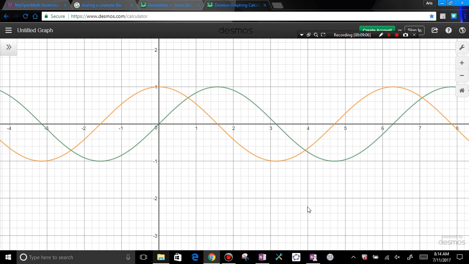And when the green graph is increasing, from -2 to 0, or from -1 to 0, the orange graph is increasing. Oh, wait. Never mind.